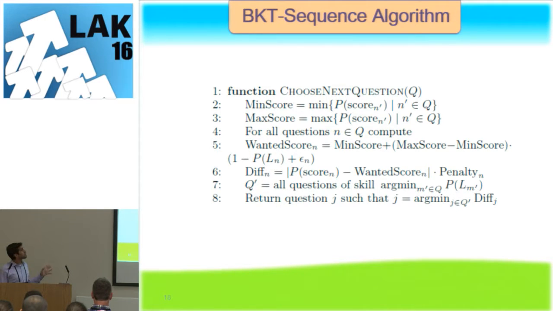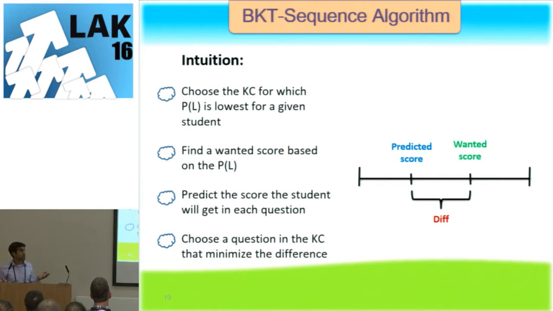For a detailed explanation about the algorithm and all the implementation details, you can look it up in the paper. I'm just going to discuss the intuition behind that algorithm. First of all, we want to practice the student in the knowledge component or skill that he needs the most practice, and that skill is the skill with the lowest probability of being in a learned state.